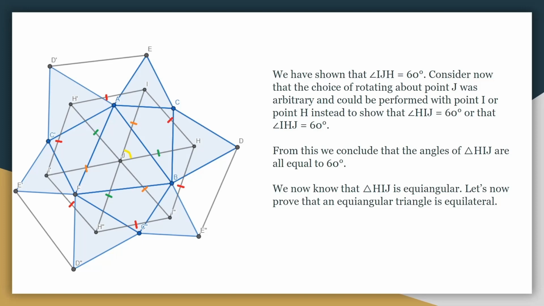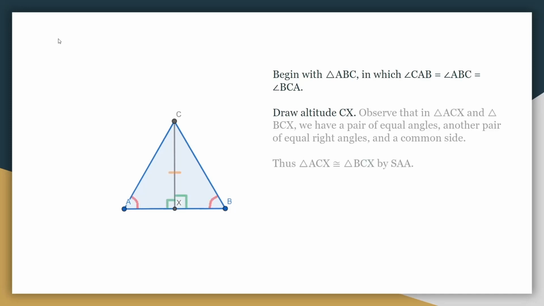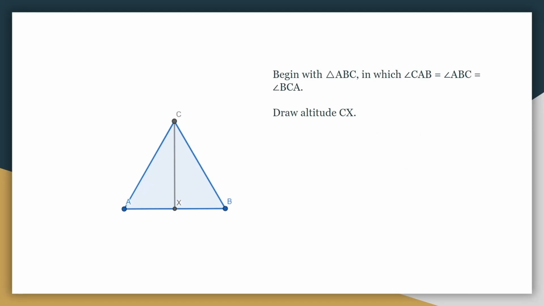Now let's prove that an equiangular triangle is also equilateral. Begin with triangle ABC, which we suppose has 3 equal angles. Draw an altitude from any of the 3 vertices. In this example, we draw altitude CX.